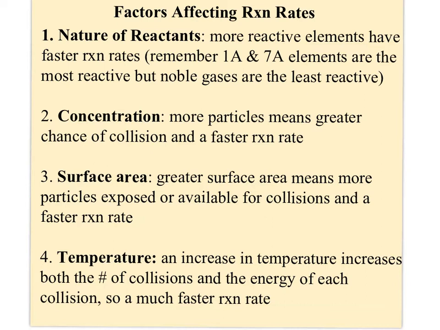So if you're designing an experiment and you want high reactivity, you might select something from the 1A or 7A families. But if you want low reactivity, like they do in light bulbs, then they use noble gases or a mixture of noble gases in there.